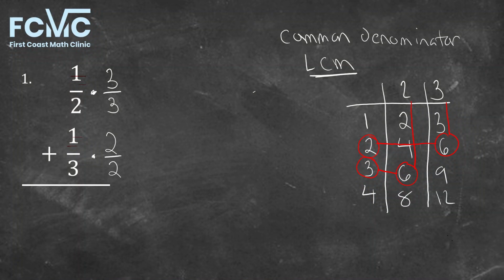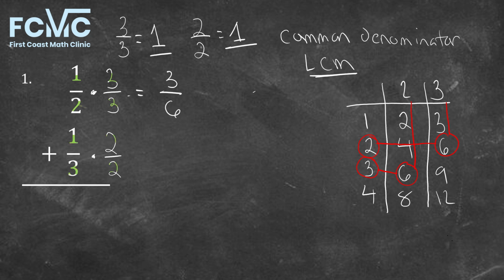Now let's look at the 3/3 and 2/2. Why can I multiply by 3/3 and 2/2? Whenever we have a fraction with the same numerator and denominator, that fraction simplifies to 1. Now when we multiply our fractions, we multiply straight across: numerator times numerator, denominator times denominator. So we'll get 3/6 and 2/6. So we have our common denominator, or least common multiple, of 6.